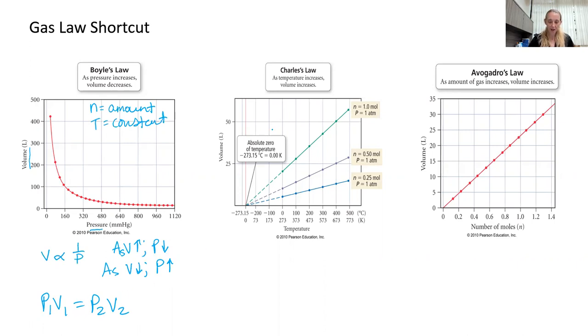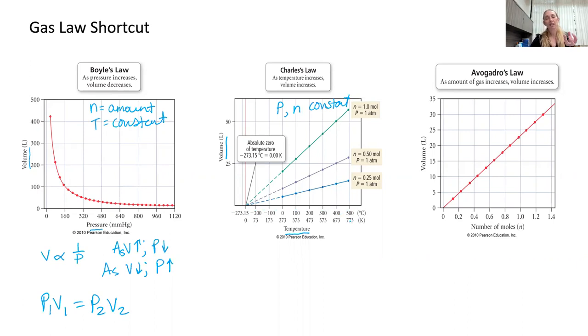For Charles' law, he kept pressure constant and amount. Okay, and so he studied temperature and volume. So here's volume on the y-axis and temperature on the x-axis. Okay, and what he found is as you increase temperature, the volume increases.